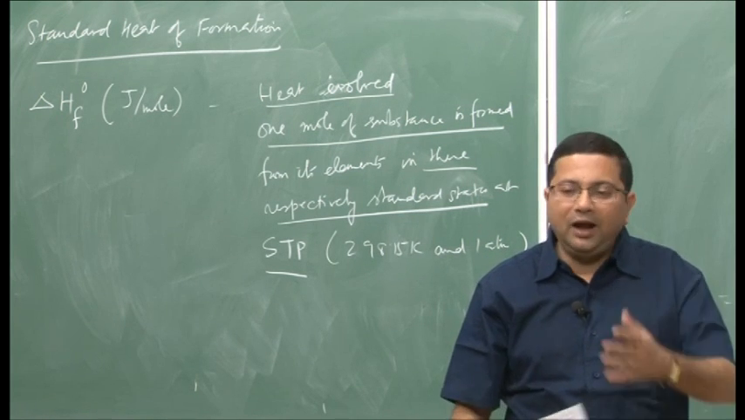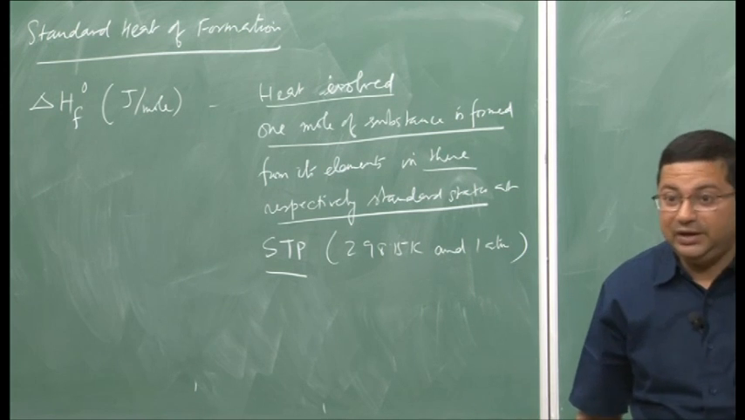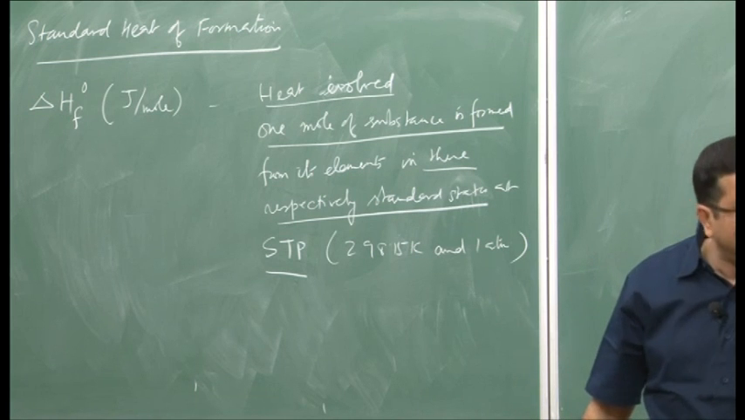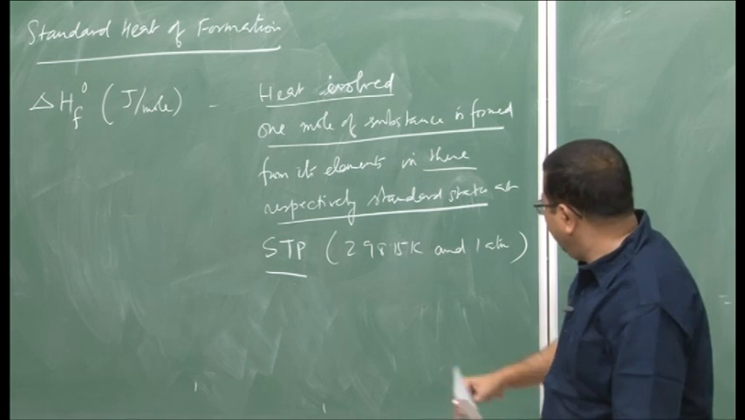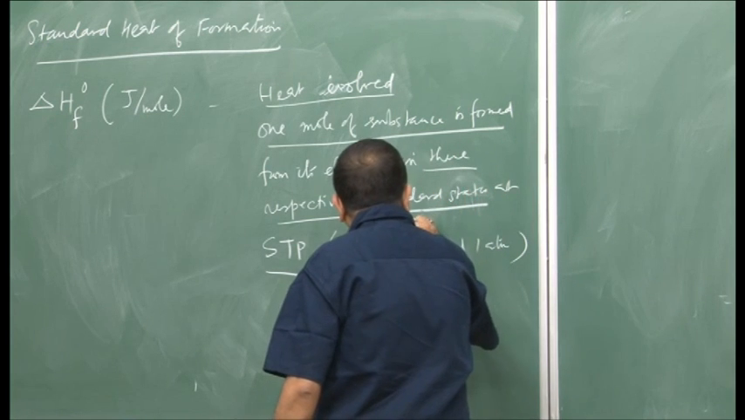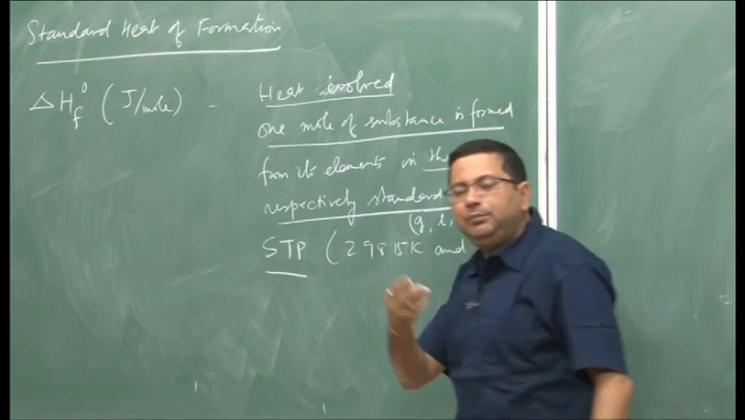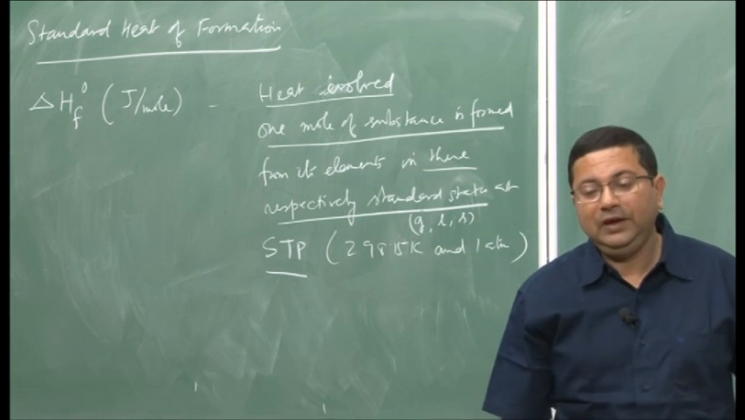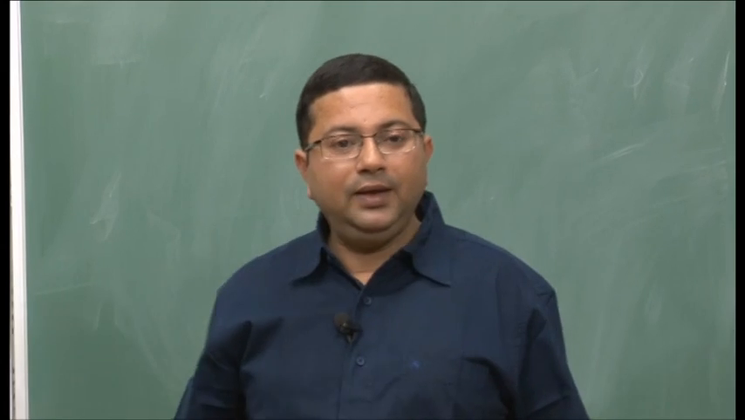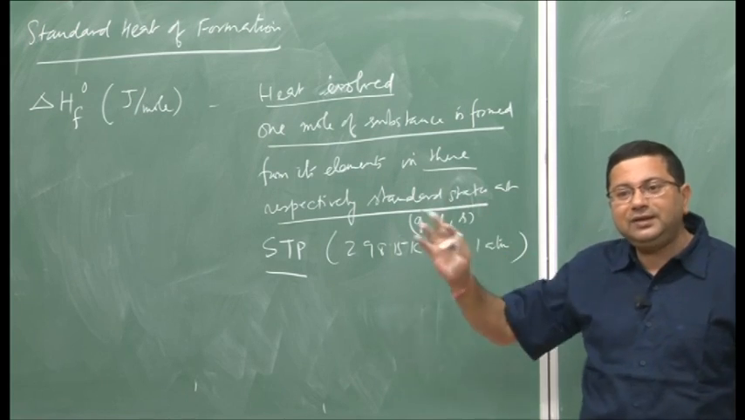Whereas, in cryogenic rockets, you cool hydrogen to a much lower temperature, so that it becomes liquid. But liquid is not a standard state. Its standard state at STP is gaseous. So, this respective standard state means either it is a gas or a liquid or a solid. For another example, carbon. If I look at carbon, C is at standard temperature and pressure solid.